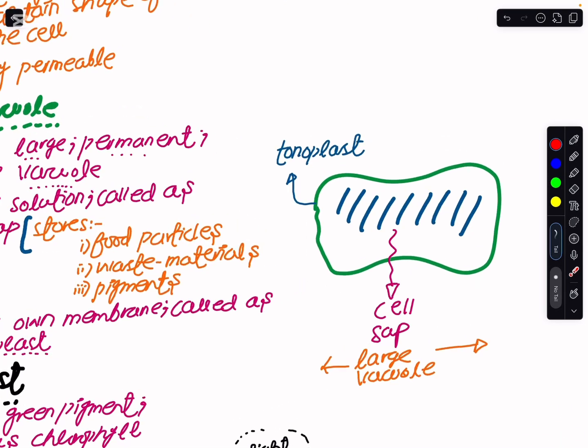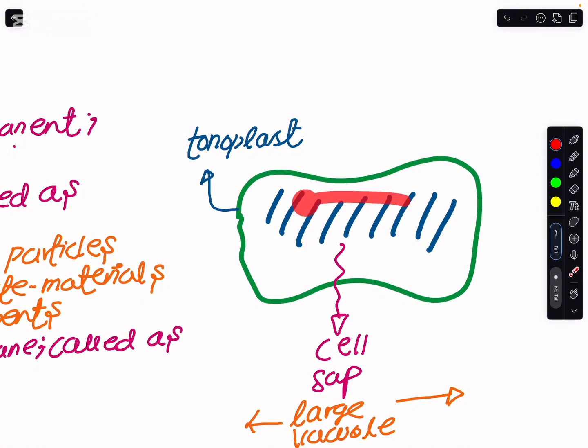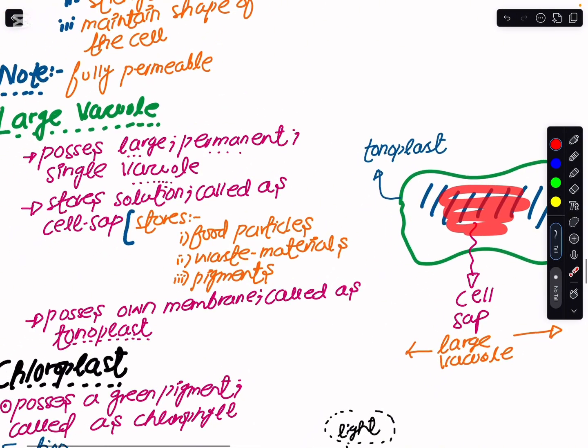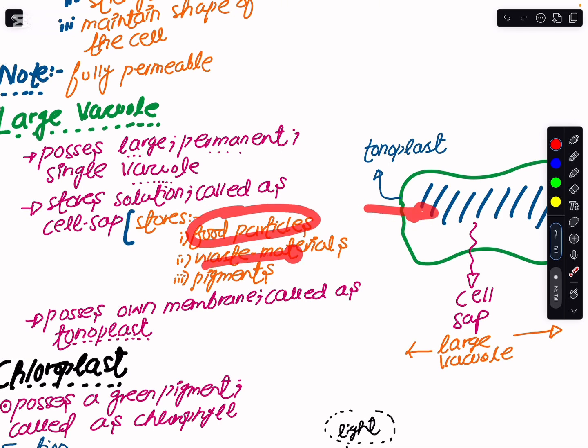Now the situation here is that, okay, fine, we have the large vacuole, and it is storing the cell sap. What we have in the cell sap are the food particles that are stored here. The waste materials are also stored here. And some of the pigments. When you go to the market to buy vegetables and fruits, you may have observed that they have multiple colors, isn't it?